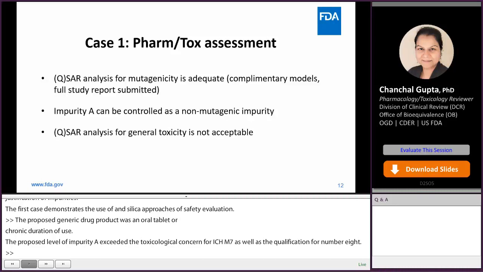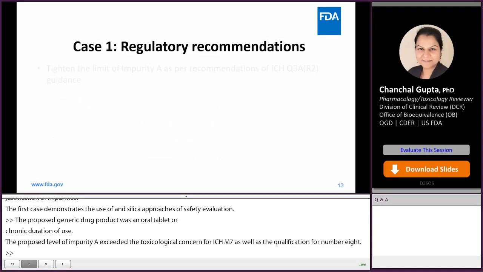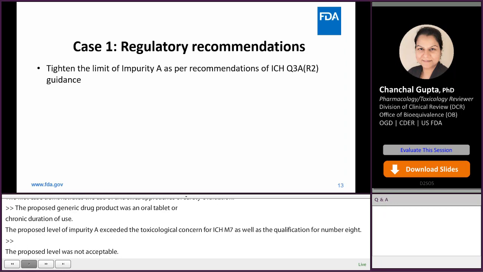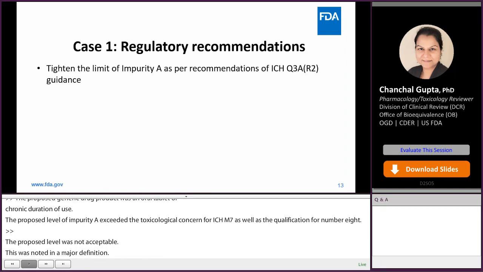However, the use of QSAR analysis for general toxicity evaluation was not acceptable. Overall, impurity A was not adequately qualified for general toxicity and therefore the proposed level was not acceptable. This resulted in a major deficiency. OGD-Pharm recommended the DMF holder to either revise the limit of impurity A per the recommendations of ICH-Q3A.